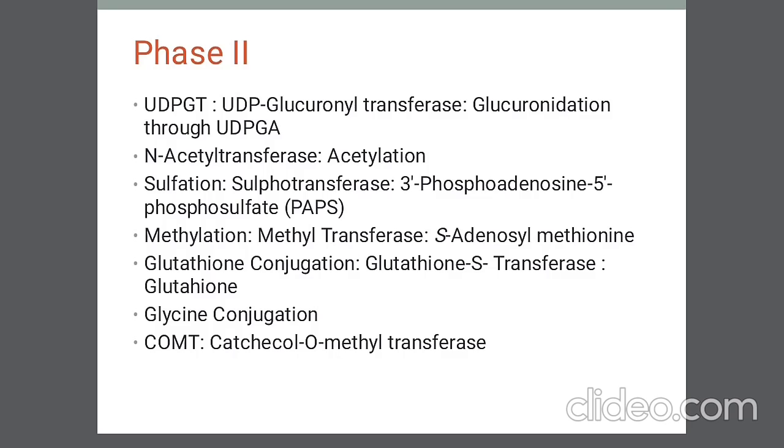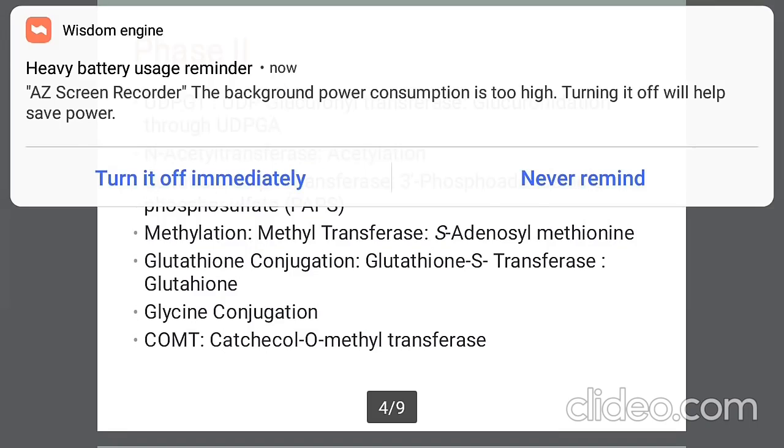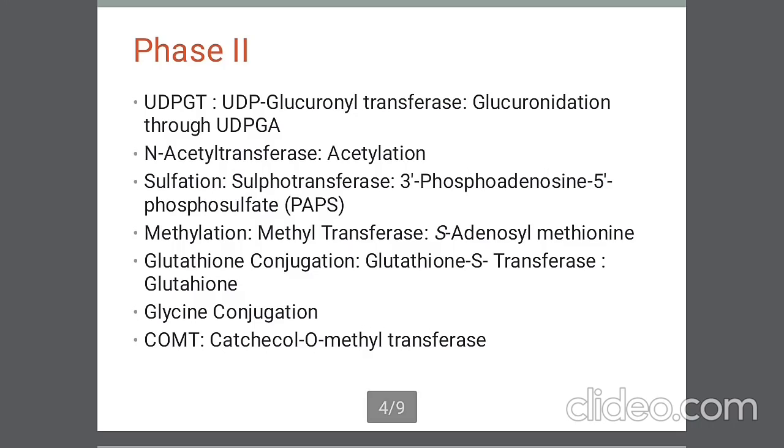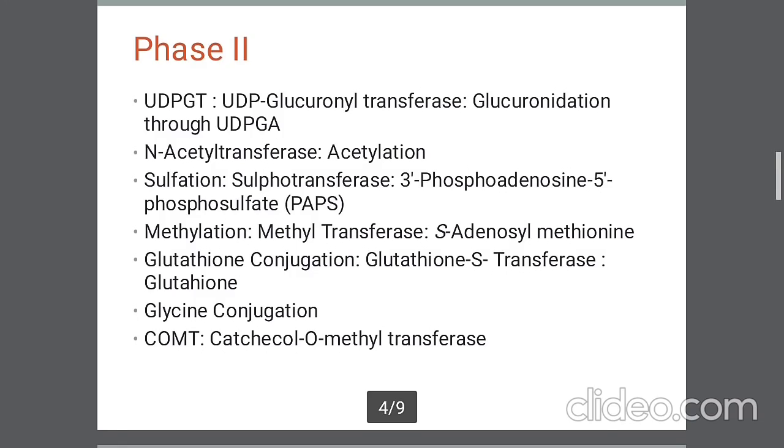Another important enzyme in phase 2 is N-acetyl transferase. The enzyme name is N-acetyl transferase, and the reaction it carries out is acetylation. Third is sulfation. The reaction is carried out by sulfotransferase and the cofactor is 3-phosphoadenosine 5-phosphosulfate, abbreviated as PAPS. Methylation is carried out by methyl transferase and the substrate is S-adenosyl methionine. Glutathione conjugation is carried out by glutathione S transferase as the enzyme and glutathione is a cofactor. Glycine conjugation and COMT are the other contributors to phase 2. COMT is nothing but catechol O methyl transferase. So this is a list of phase 2 enzymes which are involved in the drug metabolism process.